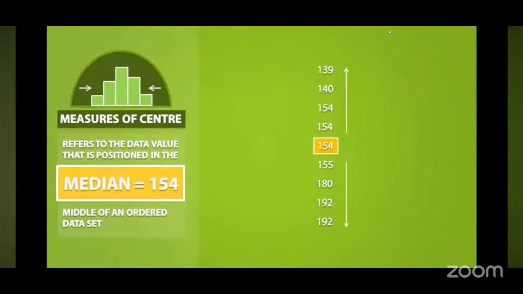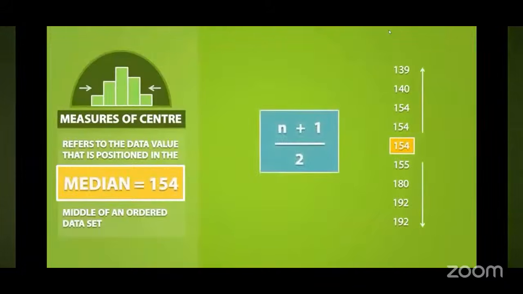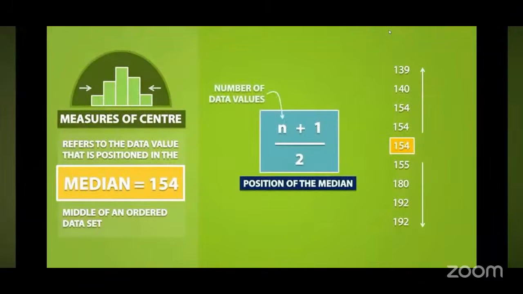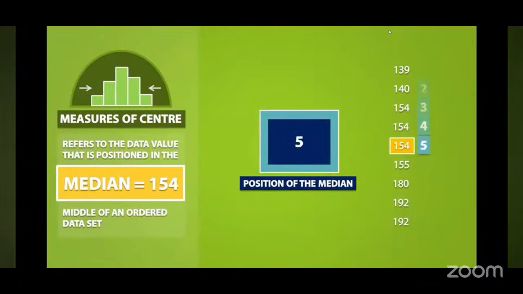When a data set is extremely large, it might be helpful to use the formula (n plus 1) divided by 2. This formula tells us the position of the median. N refers to the total number of data values in our sample. We have a total of 9 values in our sample, so n is equal to 9, and 9 plus 1 is equal to 10, and 10 divided by 2 gives us 5. As a result, the median is equal to the value in the 5th position, which is 154. Note that we could have counted from the bottom and we would still get the same answer, as long as the data set is ordered.